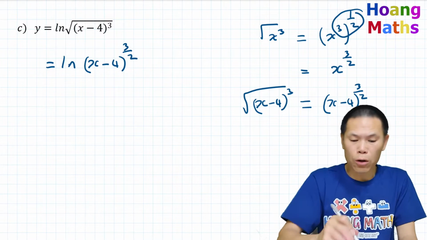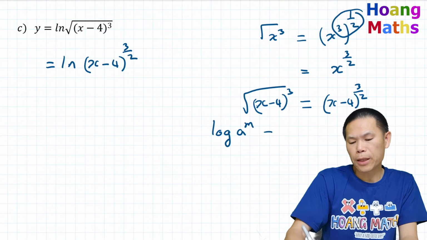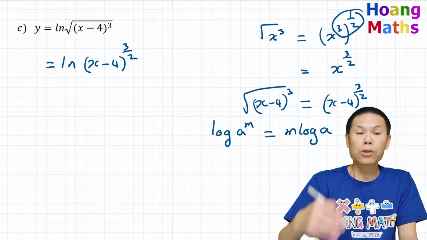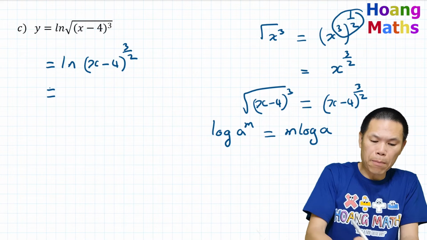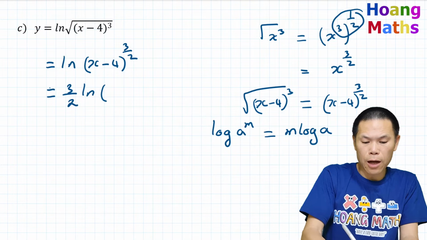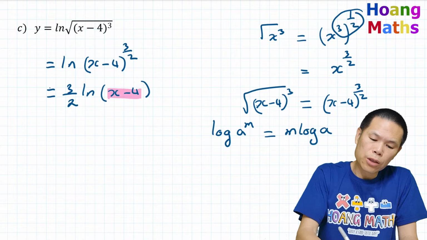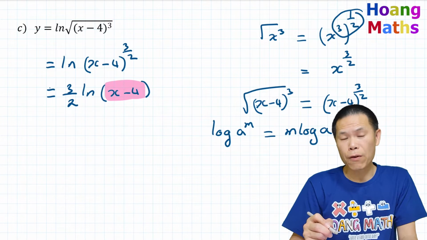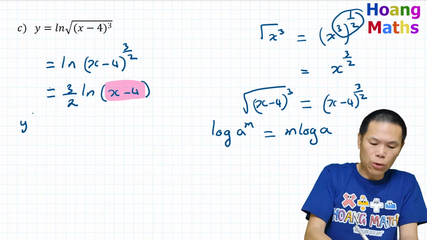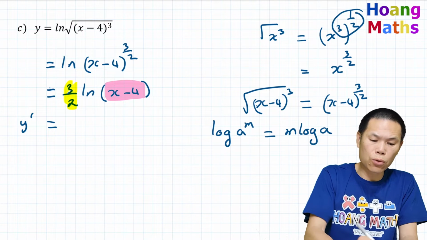So then we use the log law. Remember, log of a power m is the same as m log a. So therefore, this is exactly the same as we bring 3 over 2 down, ln of x minus 4. So to differentiate these functions, we just differentiate inside, that is f dash of x, and then over itself. Okay, so y dash or dy dx. So the constant is 3 over 2. We just write this down.